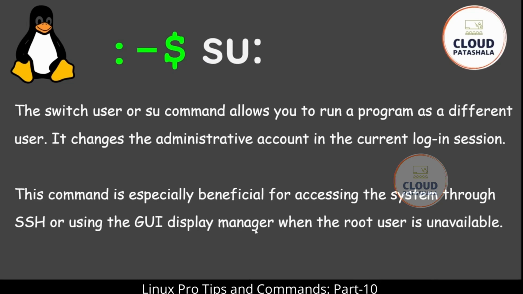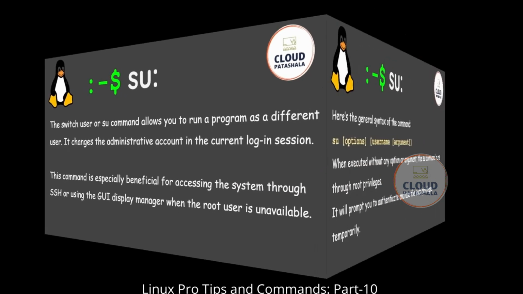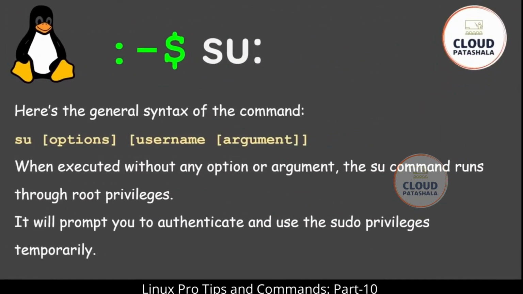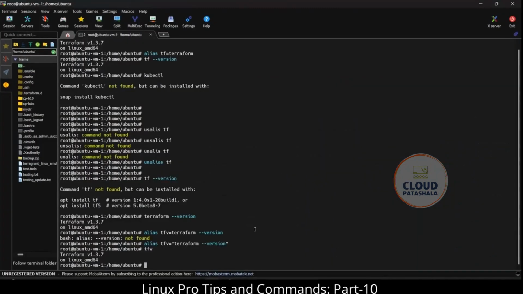The next command that we would be looking into is su. Switch user, or the su command, allows you to run a program as a different user. It changes the administrative account in the current login session. This command is especially beneficial for accessing the system through SSH or using the GUI display manager when the root user is unavailable. The general syntax is su and the username that you want to switch to. Let's look at the example for this.